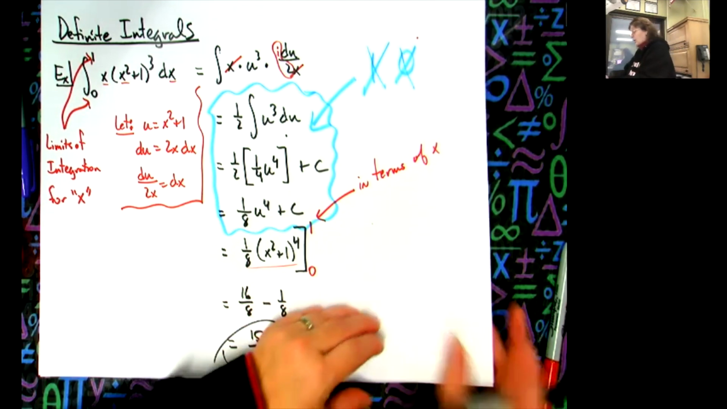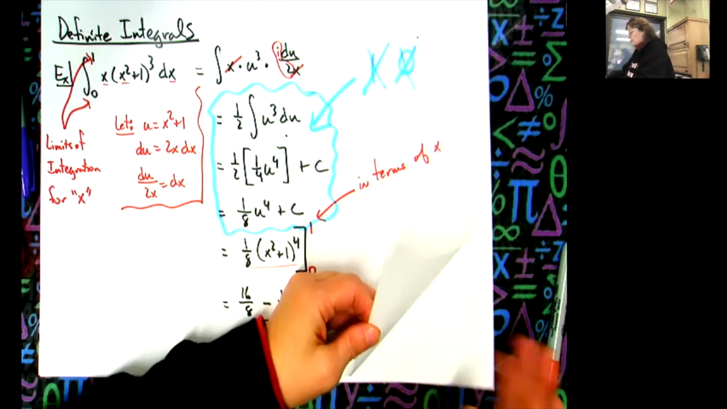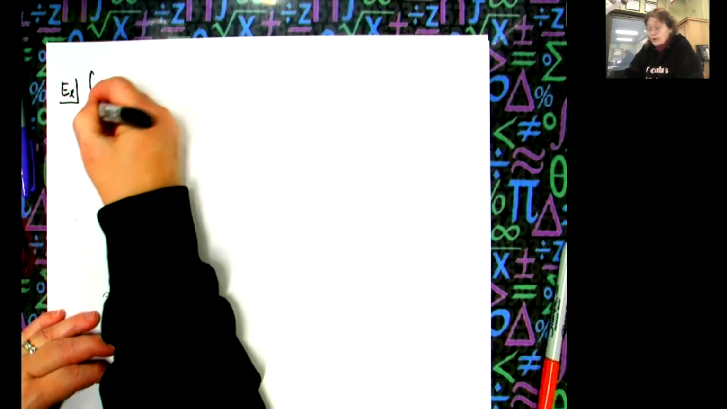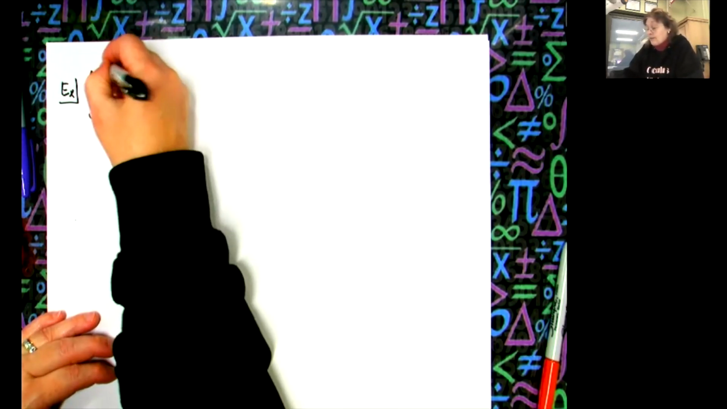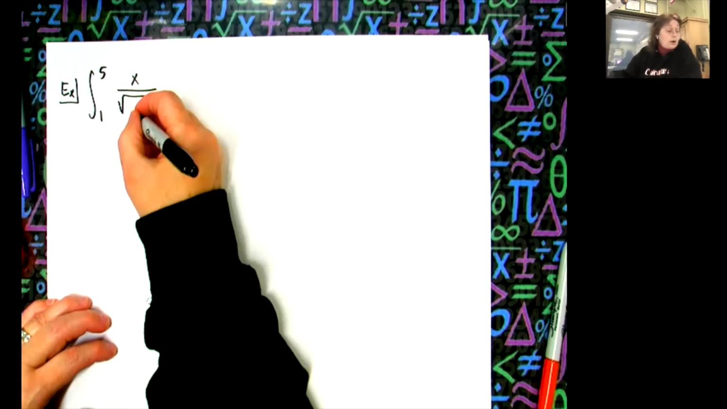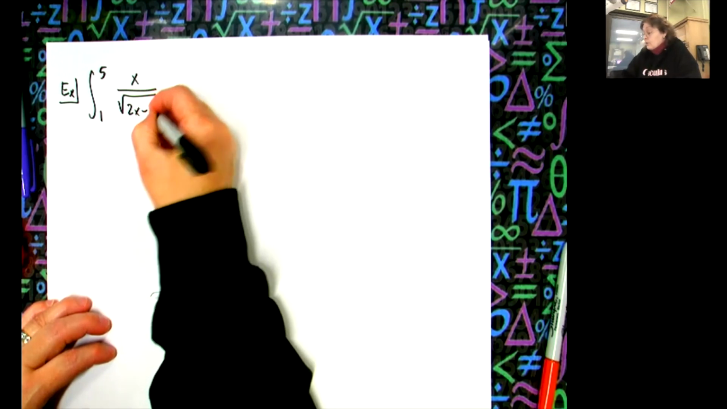So now I want to do a problem that's going to throw you for a loop. Got to decide which one I want. That one's kind of nasty. Let's do this one. This isn't too bad. Let's suppose we're integrating from 1 to 5, and I've got x over the square root of 2x minus 1 dx.